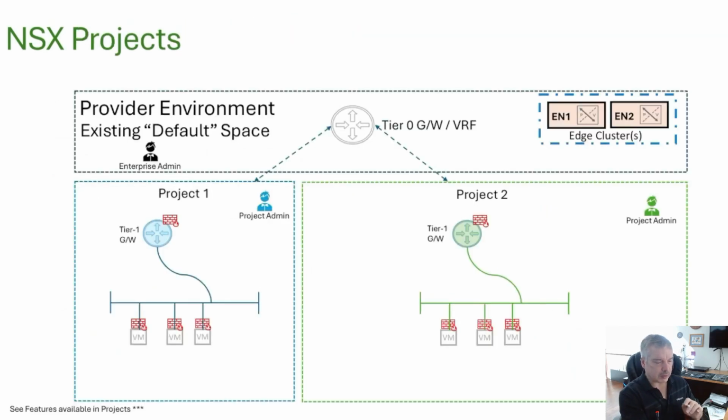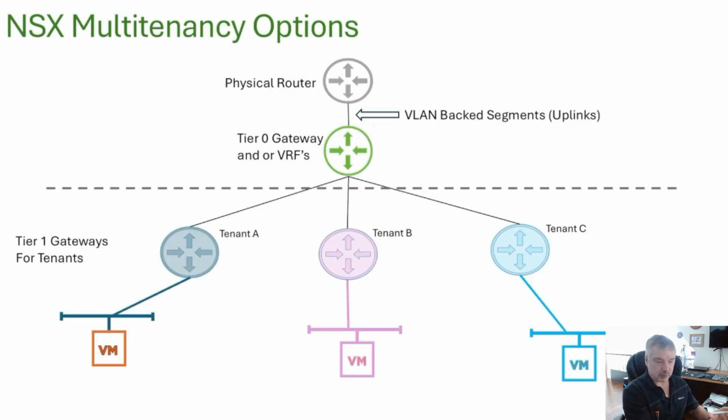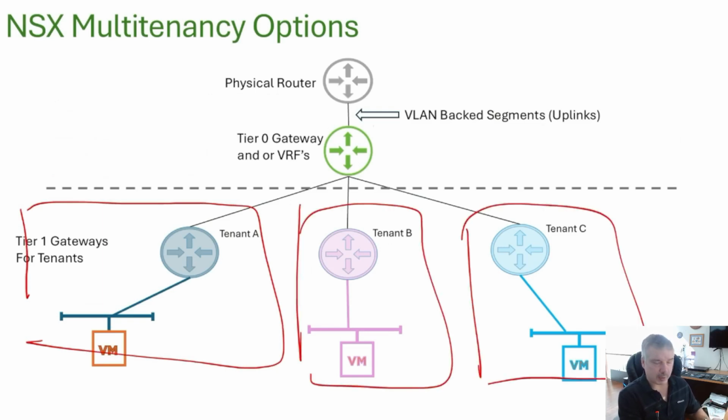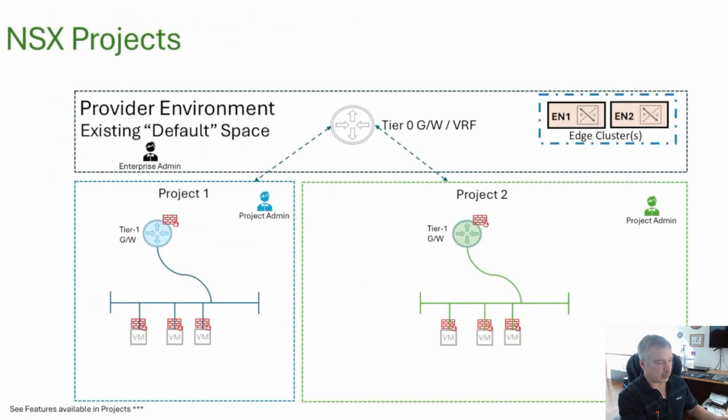So when I go into NSX, it takes that previous model, which I just talked about, and says, okay, I'm going to call this a project, I'll call that a project, I'm going to call that a project. And it does all this stuff for you, right? So when we look here, first of all, you see the provider environment. It's called the default space. And you'll see that when I go to do my demo.